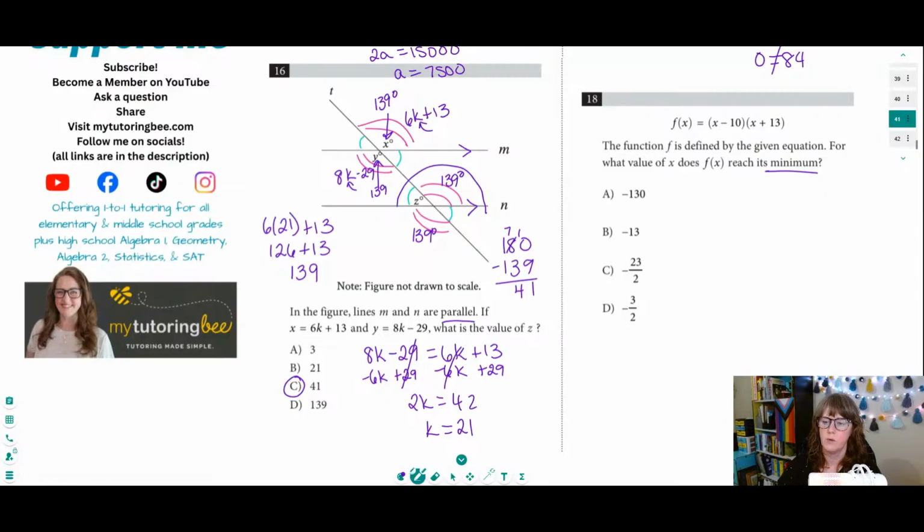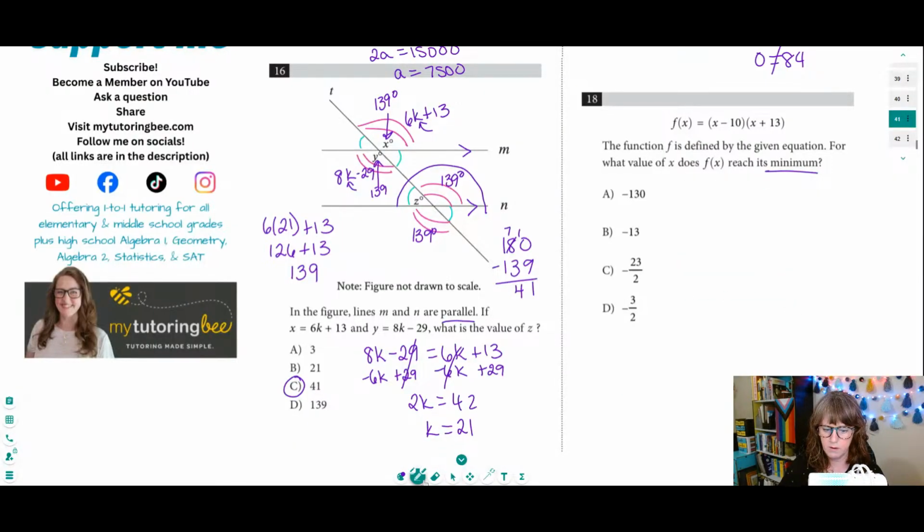This is a quadratic. We know that we can multiply these together and we'll get an x squared equation. With quadratics, you can find the vertex of that parabola, right? A parabola is going to either look like this, and it's going to have a minimum, or it's going to look like this, and it's gonna have a maximum. Since they're asking for the minimum, it's probably gonna be this, and we're gonna have a positive x squared term, so it is going to open upward like that.